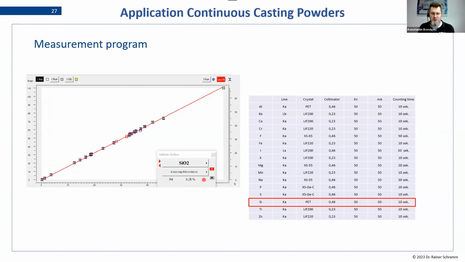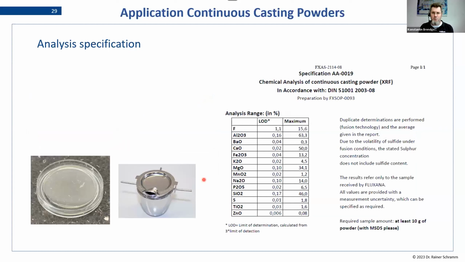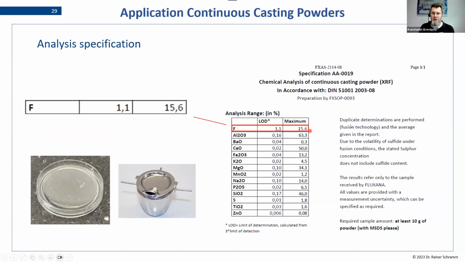And then we have silica as another example. Not much to say here. It's just a standard calibration range, so to say. Results formats or result report. We've got the specification here. So if you want a sample analyzed, that's what we can do.